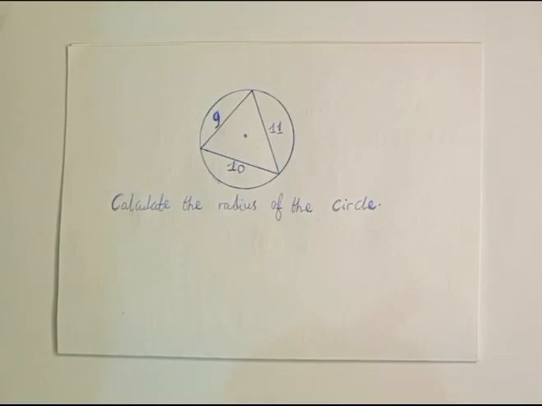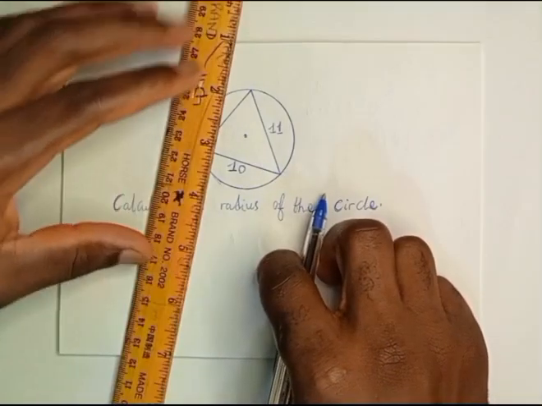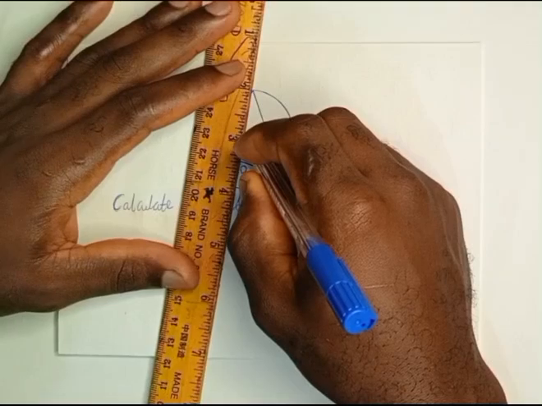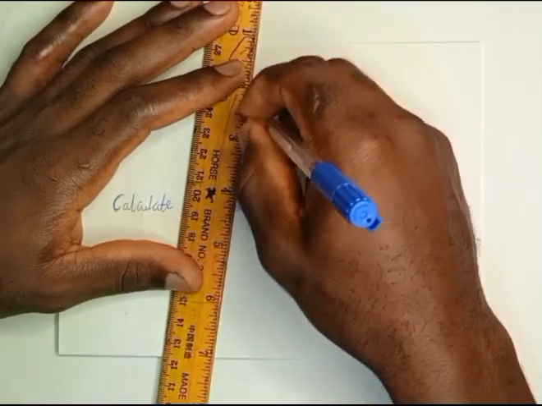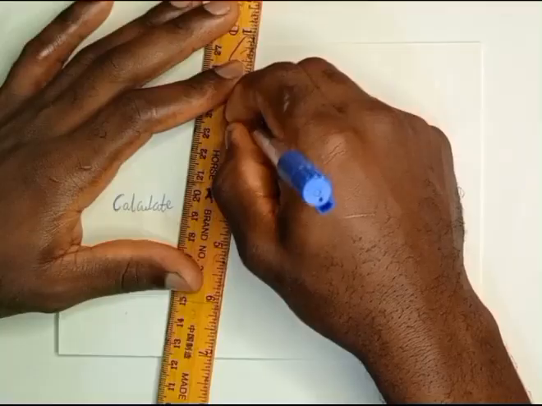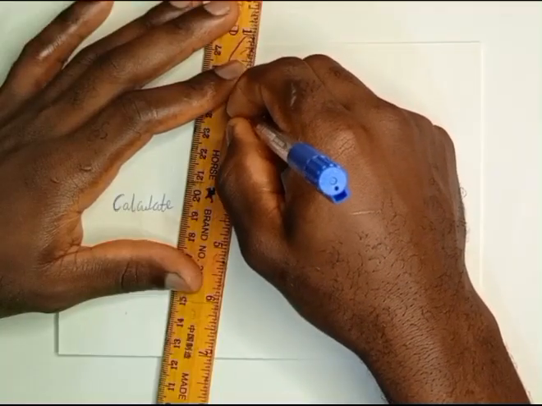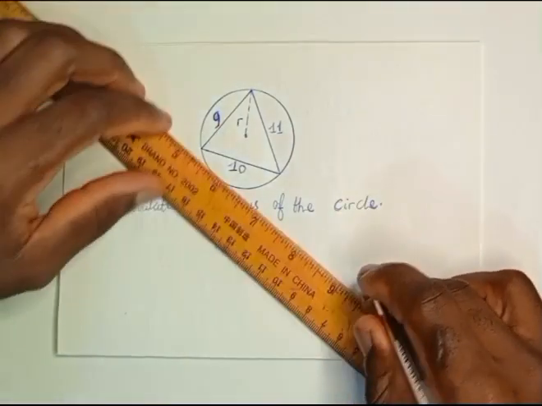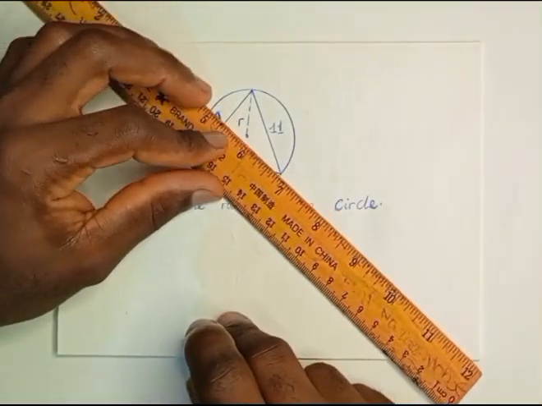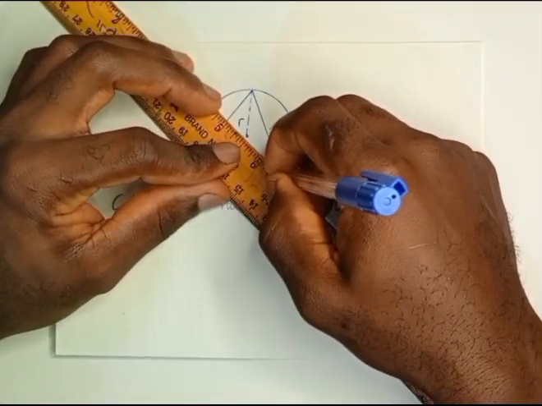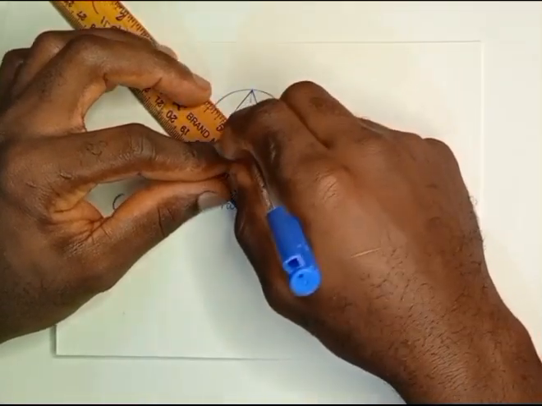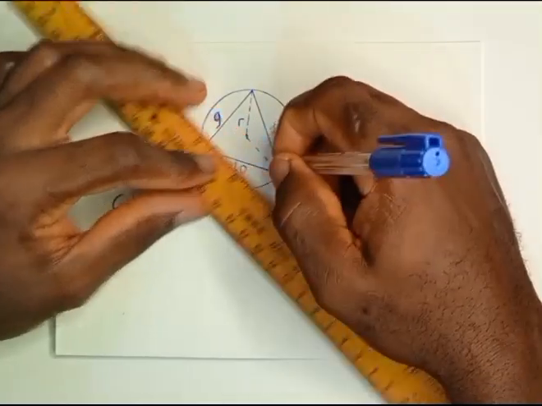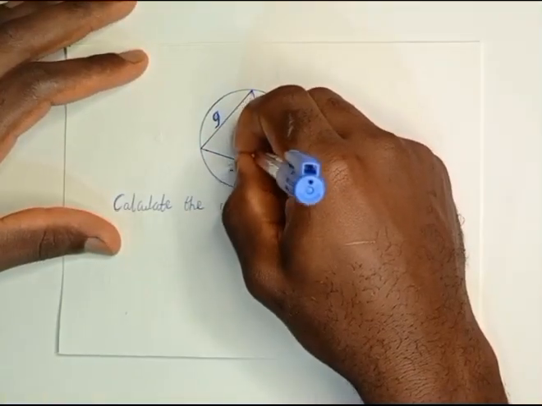For us to calculate the radius of this circle, we are going to start by indicating the radius of the circle. From the center of the circle to the circumference, to this vertex of the triangle, it is the radius. We denote it by making use of the letter R. And from the center to this other vertex gives the radius of the circle, which is R.